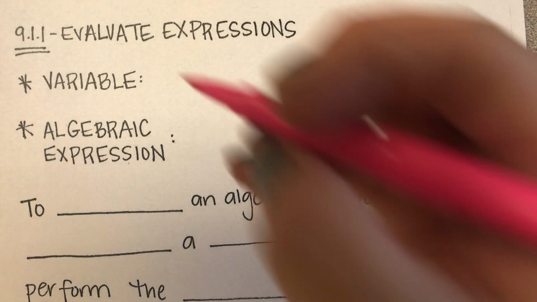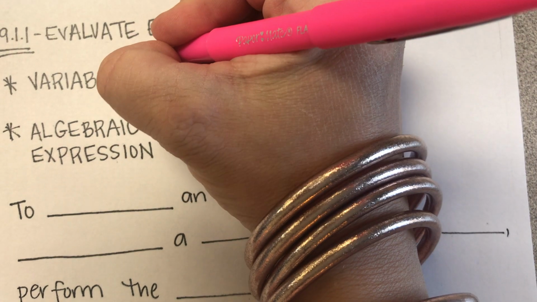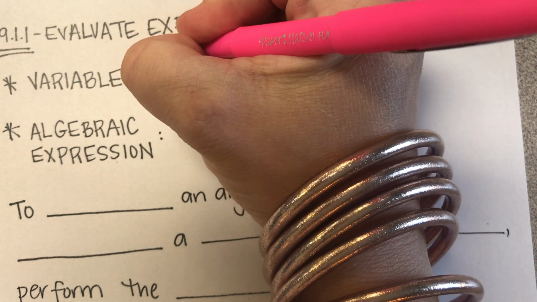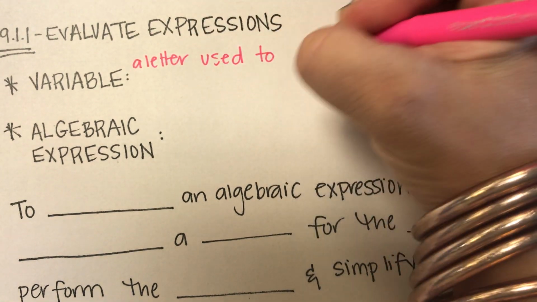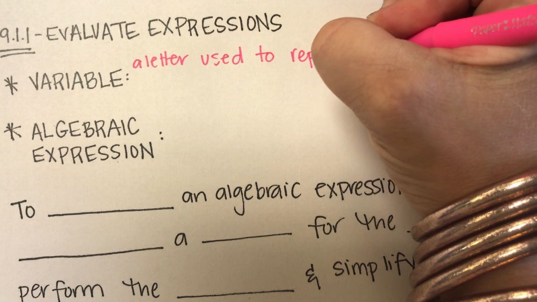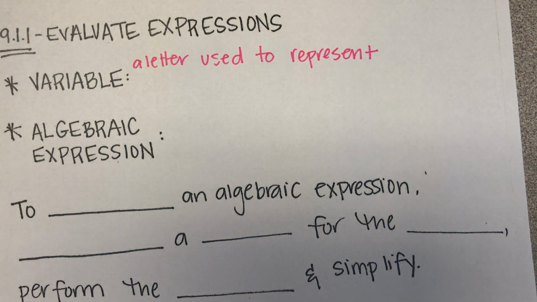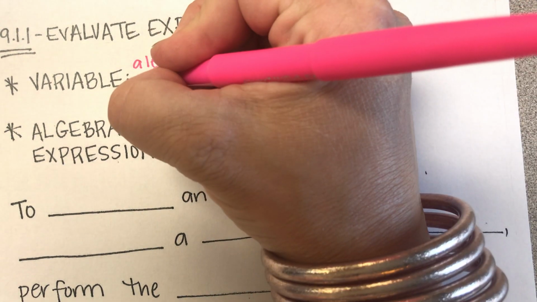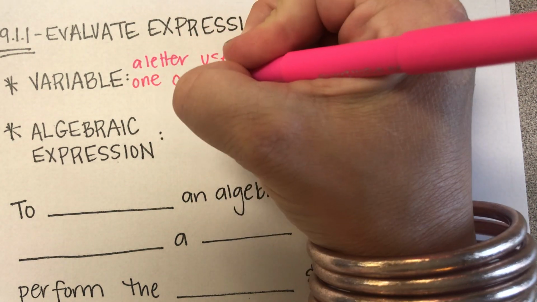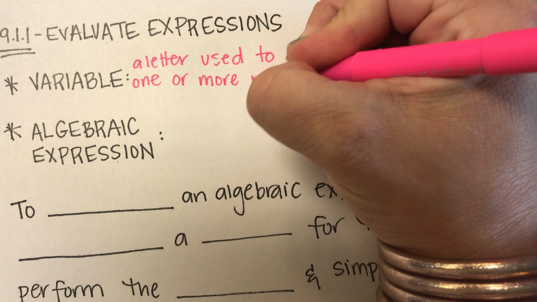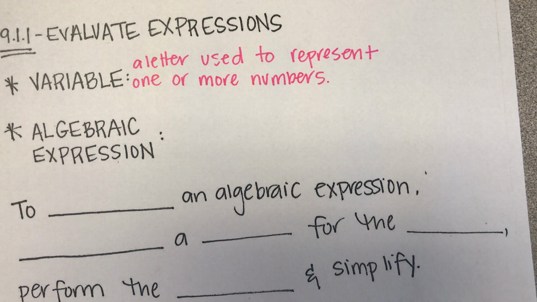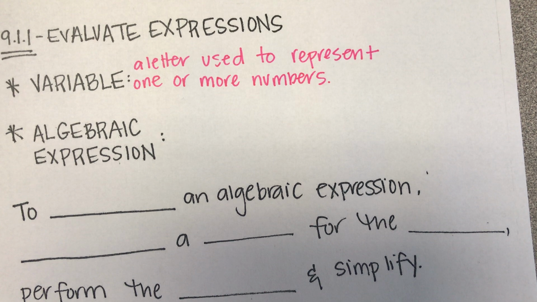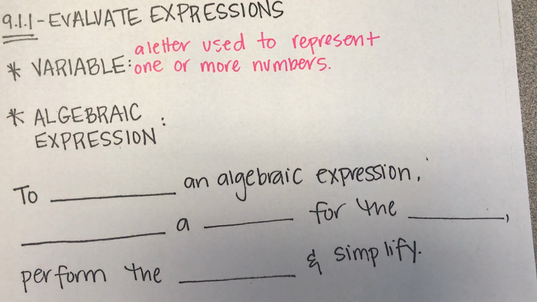The definition is a letter used to represent one or more numbers. So that is the definition of a variable. And then the next definition that we're going to write is for algebraic expression.